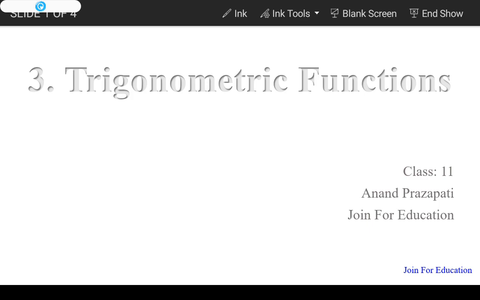Let us get an idea about trigonometric functions. This is one of the most important chapters of class 11. The word trigonometry is derived from the Greek words trigon and metron, and it means measuring the sides of a triangle. The subject was originally developed to solve geometric problems involving triangles.